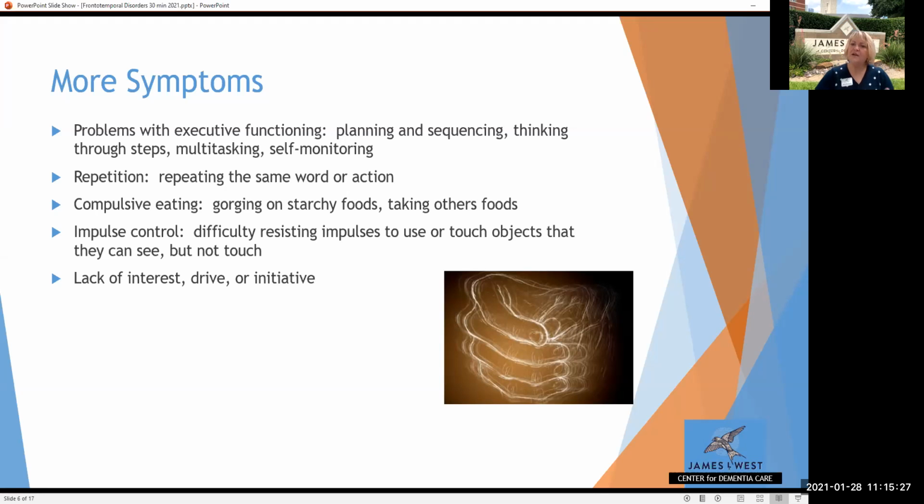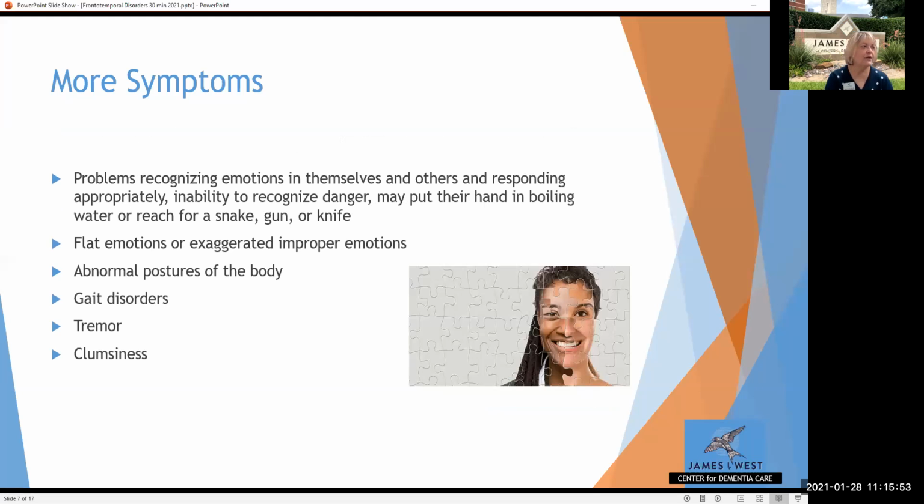Because they lose that regulation of "I'm full," they will just eat and eat and eat until they're sick sometimes. And that falls also with impulse control, because part of that is being able to control an impulse to stop eating, or being able to resist touching another object. It's like the wet paint sign kind of thing: don't touch that. They'll do it. It's losing impulse control. Lack of interest, drive, or initiative.